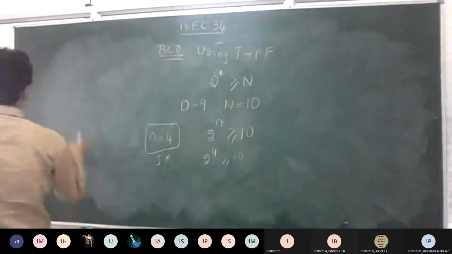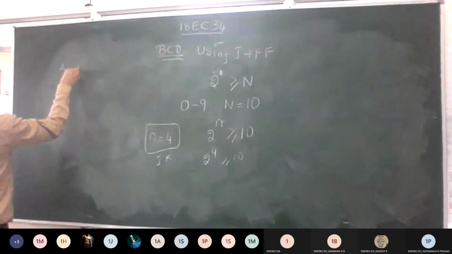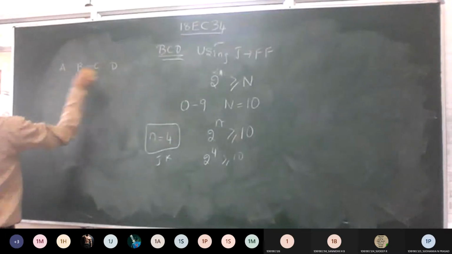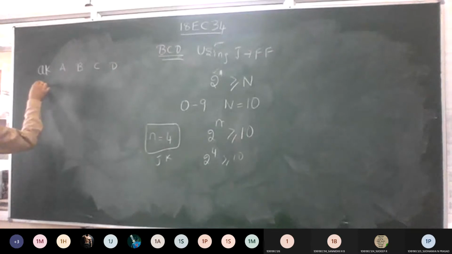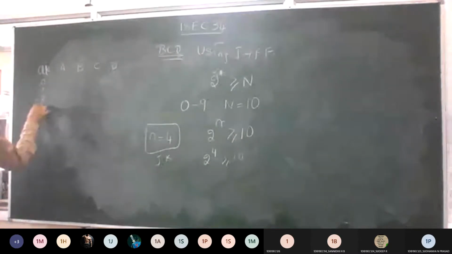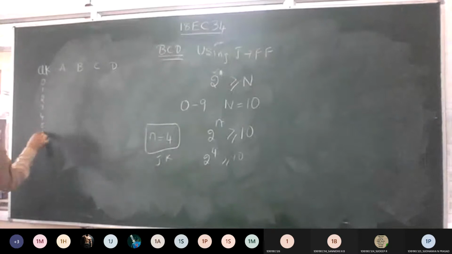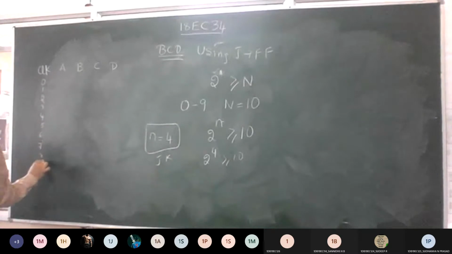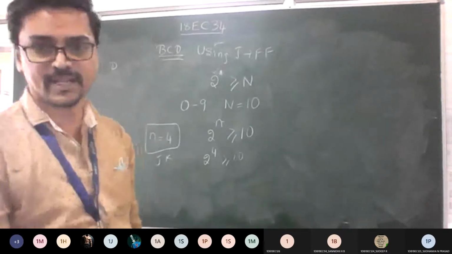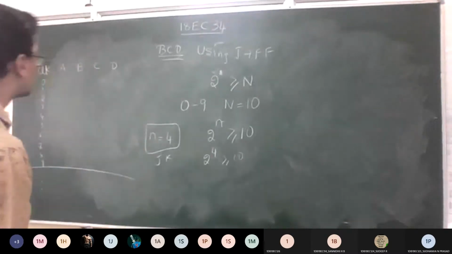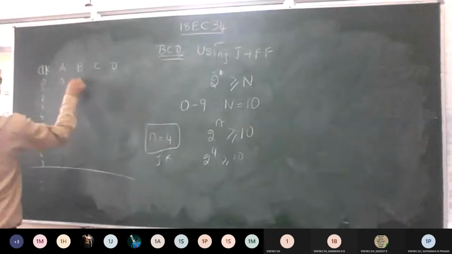So it means you will get, is it visible? Just check out A, B, C, D, and there should be a clock. So you need to give clock pulses 0, 1, 2, 3, 4, 5, 6, 7, 8, 9. After this, it is not required because your BCD counter ends there only. So fill in the combinations.